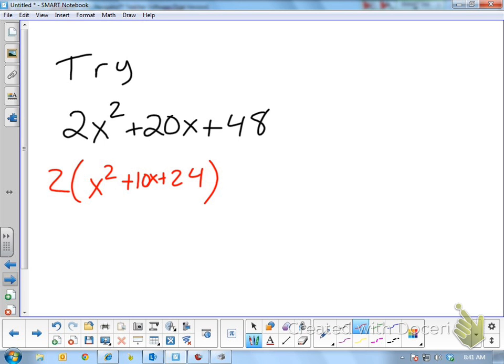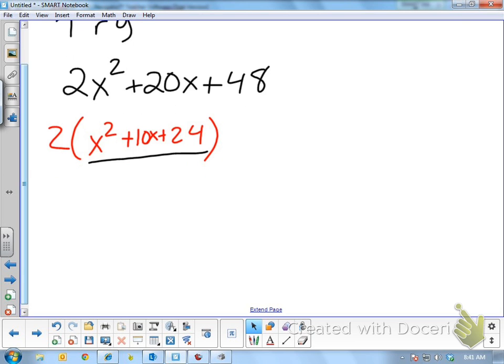Once we have done that, we can factor this trinomial. You didn't tell us that one? I didn't. I was saving it till after you did the greatest common factor. So I can factor this trinomial, x squared plus 10x plus 24. When we factored a trinomial, what were we looking for? We were looking for a certain pattern.